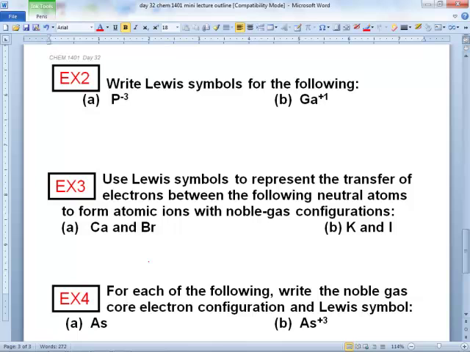These guys are just in pieces. P minus 3. Then do the same for Ga plus 1. Now remember to figure these out, find phosphorus, figure out how many valence electrons he has, and then it's negative 3. So he's got 3 extra electrons. And don't forget, you need the brackets and the charge.